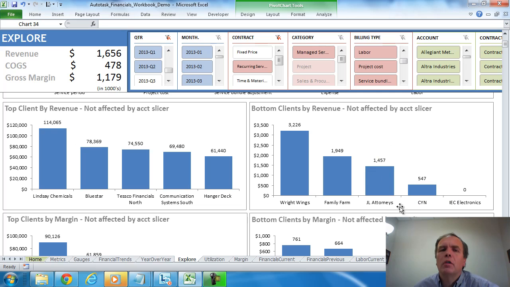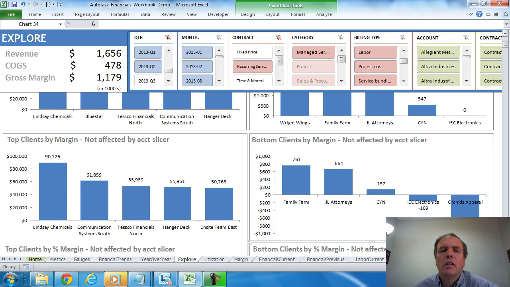Really kind of drilling into those specific areas. Margins. Interestingly, one of the things you'll see is that just because Blue Star was the second highest revenue, they're actually not second in terms of margin, because it cost me too much to actually service them. So here, if I'm purely looking at revenue, I think Blue Star is my second-tier customer, when really they're not. It's really second tier is communications, then it's Tesco, then it's Hanger. Blue Star isn't even in the top 5. And that's what you really want to be taking a look at.